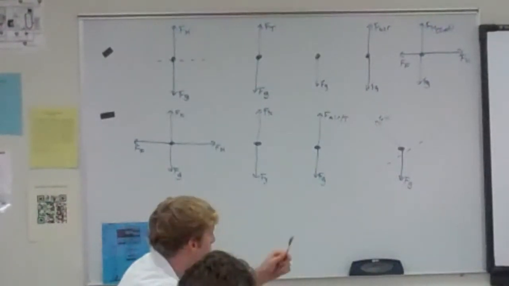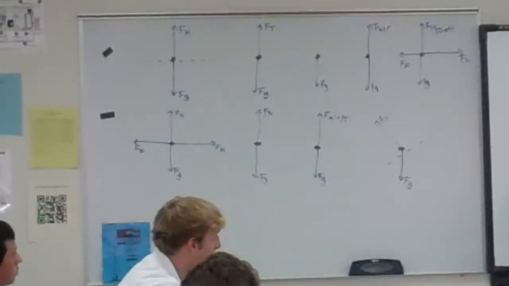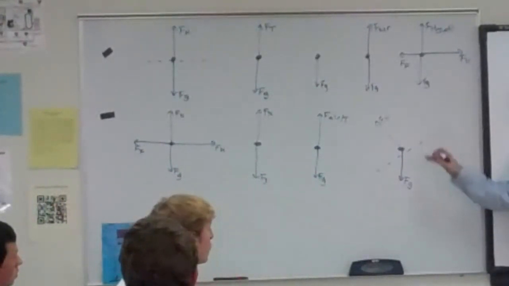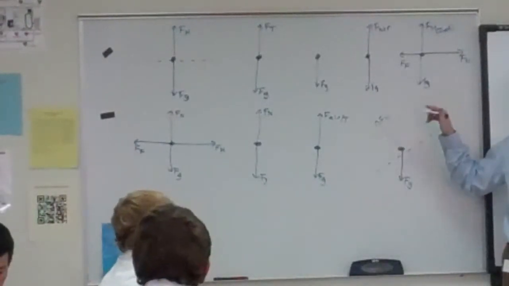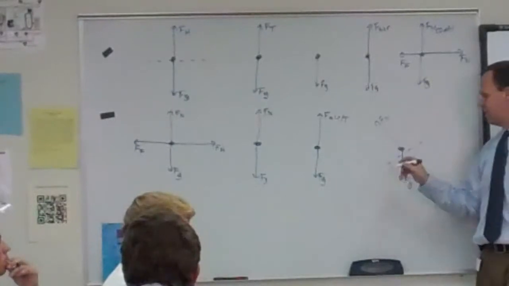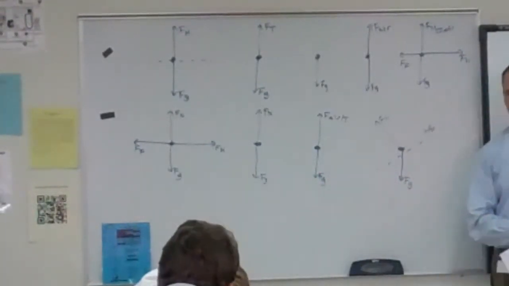Is there a rope? No. Spring? No. Is it trying to move? Well, it's going downhill, so yeah. If there were no other force, what would be happening to it? It'd be sliding down. So what's keeping it from sliding down? There's a frictional force going up the slope.